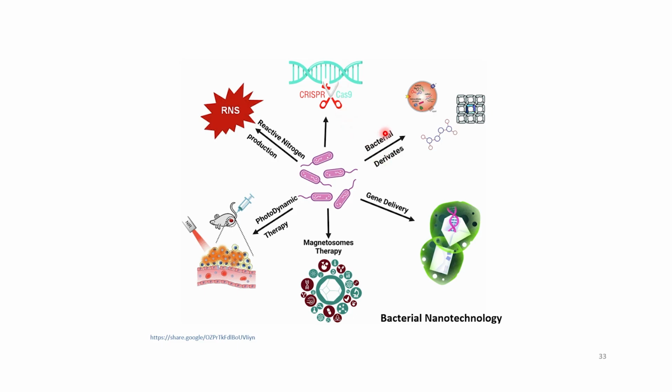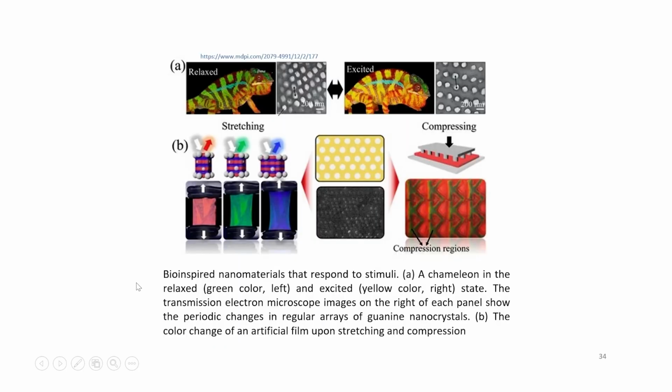That is CRISPR-Cas9, these are bacterial derivatives, or bacteria is also used for reactive nitrogen production, or in photodynamic therapy, or in magnetosomes therapy, or in gene delivery. Bacterial nanotechnology is widely in use. That is also an example of bioengineered nanomaterials. And bio-inspired nanomaterials, that is a very good example of, so in nature have you seen a chameleon?